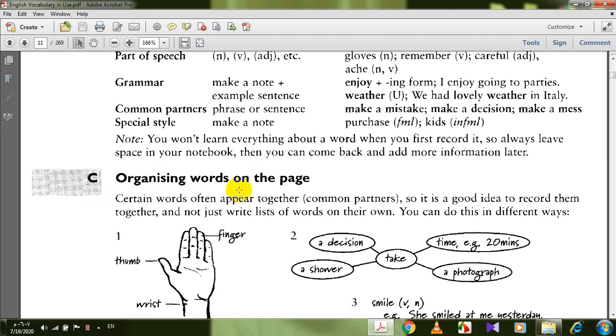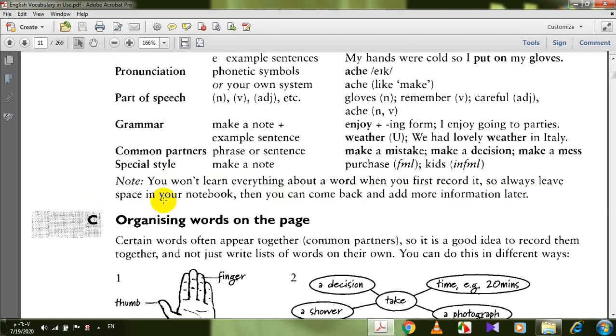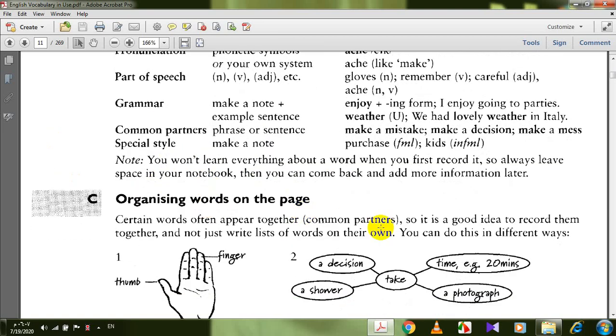So, I think it talks about collocation. Certain words often appear together. This is common partners. We have just talked about it. Common partners means that some words always appear together. This is collocation. Words collocate. So it is a good idea to record them together and not just write lists of words on their own.